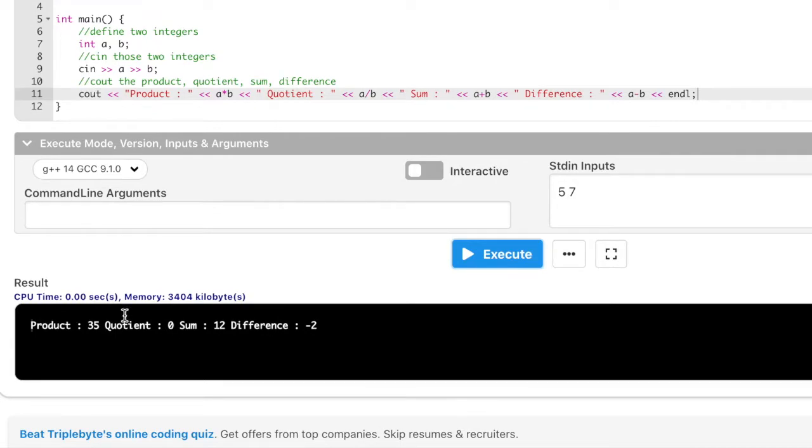So the product is 35, the quotient is 0. Remember that 5 divided by 7 will return 0 because it automatically rounds down when you divide integers. Sum is 12, and then difference is -2. That's correct.